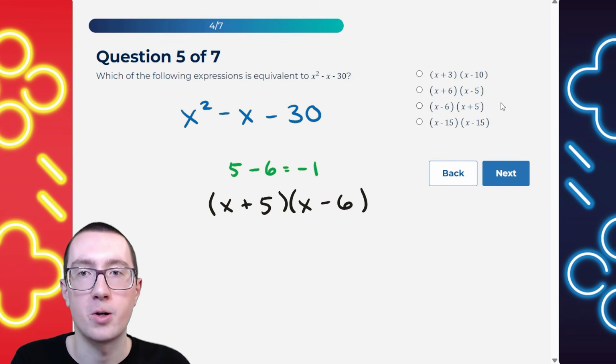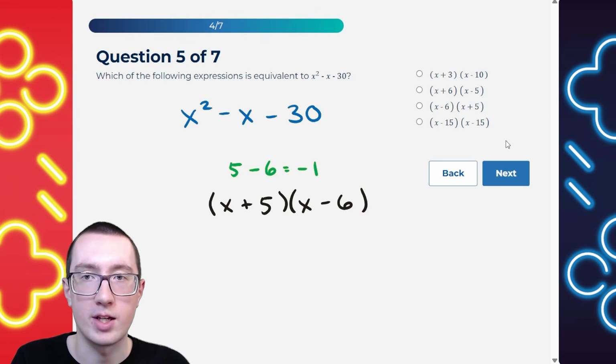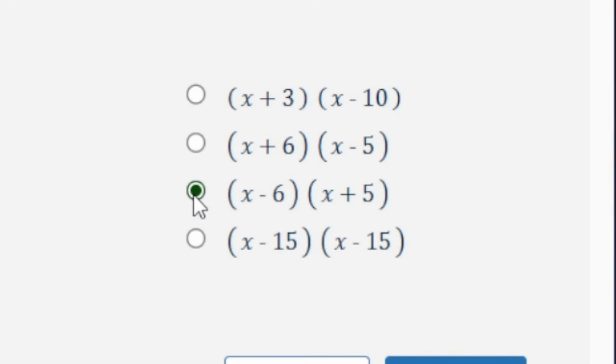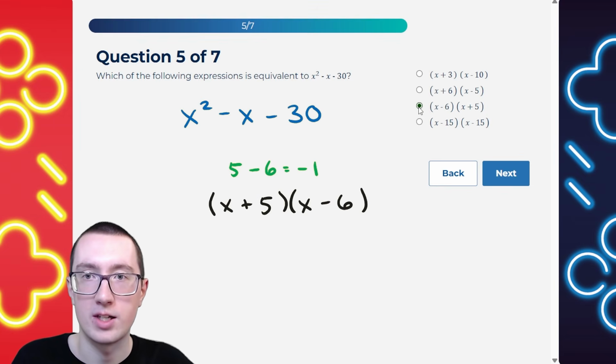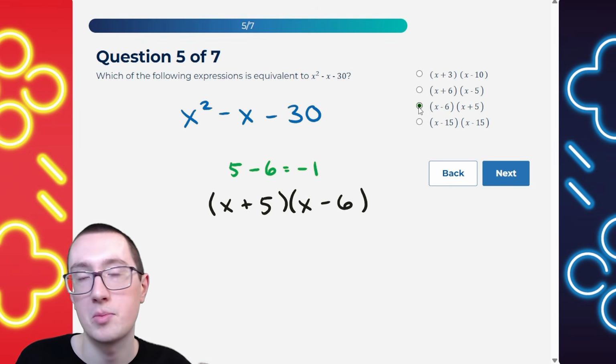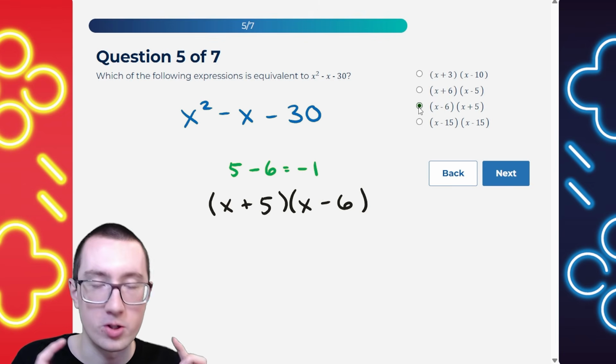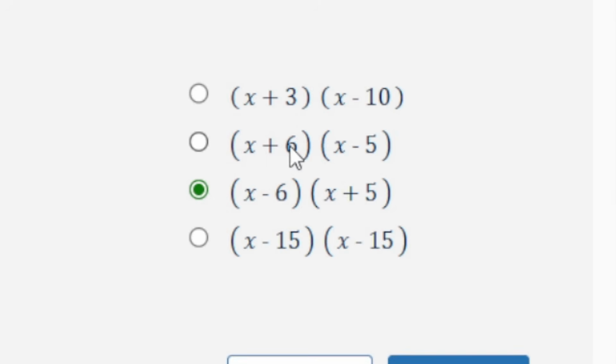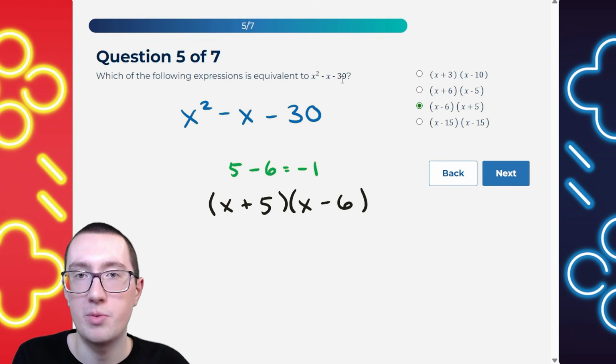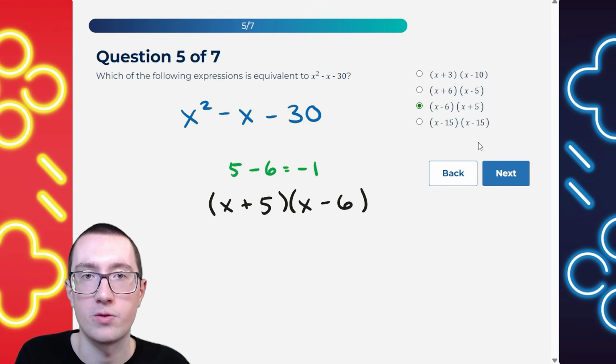So now let's go ahead and look at our answer choices. None of them look exactly like what we just came up with, but this one right here is exactly the same as our answer, except they just decided to flip the two sets of parentheses. But remember, it doesn't matter what order you multiply in. This answer here is wrong because this is +6 and -5. So those would multiply to -30, but they add together to make +1. So this right here is our answer for question 5.